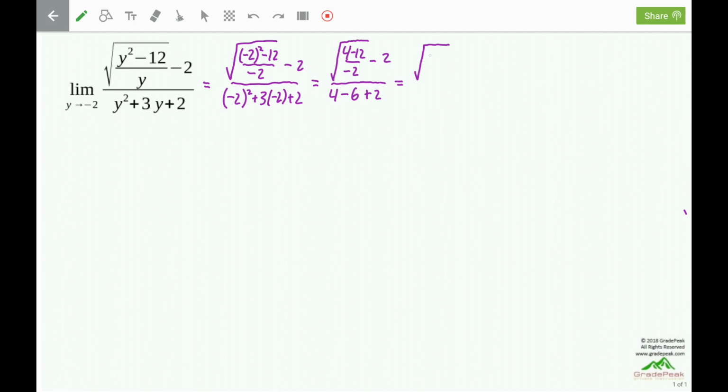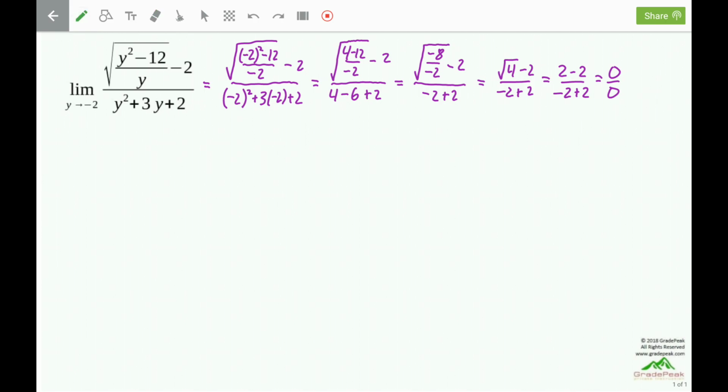In the numerator, the square root of 4 minus 12, which is negative 8, divided by negative 2, minus 2. In the denominator, 4 minus 6 is a negative 2, plus 2. In the numerator, the square root of negative 8 divided by negative 2 is the square root of 4, minus 2, over negative 2 plus 2. The square root of 4 is a 2, minus a 2, over a negative 2, plus a 2. And we're ending up with the 0 over 0 indeterminate form. We will need to rework this.